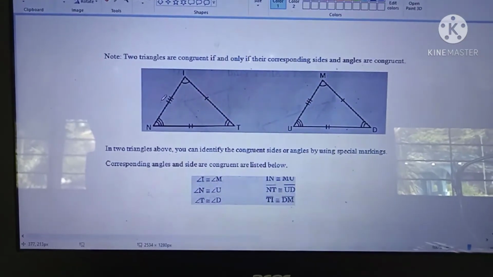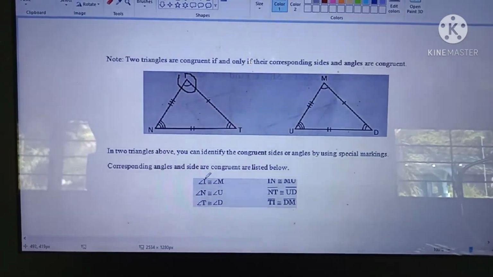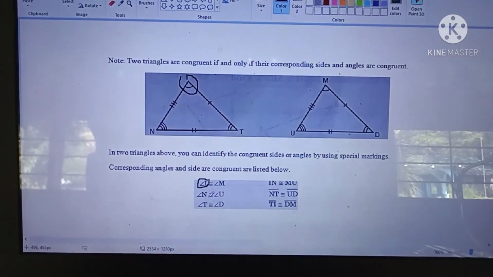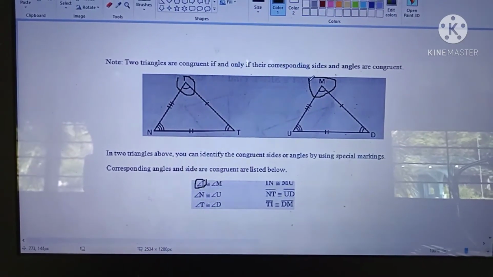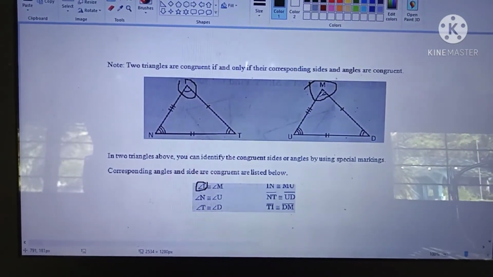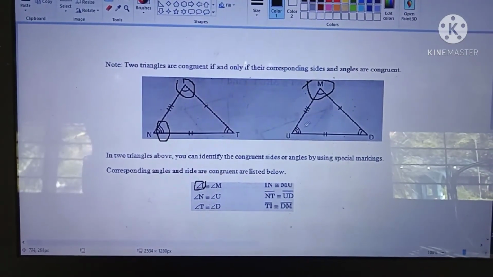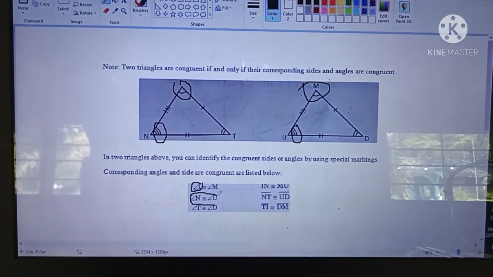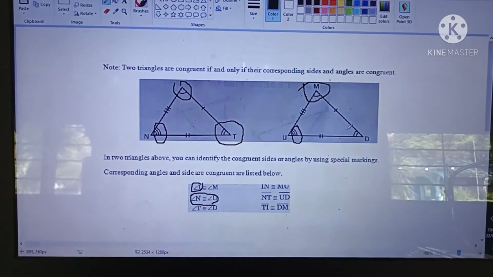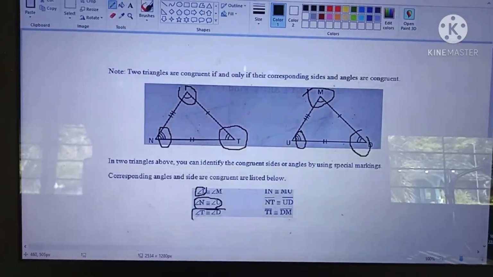Okay, next let's talk about the angles. So angle I, so this angle I is congruent to angle M. Angle M, so they have the same marking. This one, okay. Then this one has 3, so it's congruent to this side as well. Okay, so that was it. Next is this one. So it has the same marking as this one. So angle T is congruent to angle D.